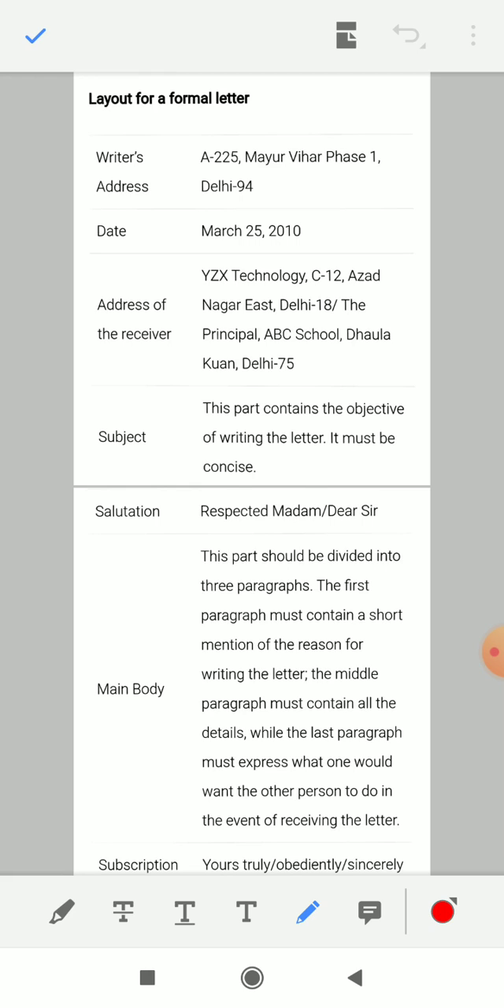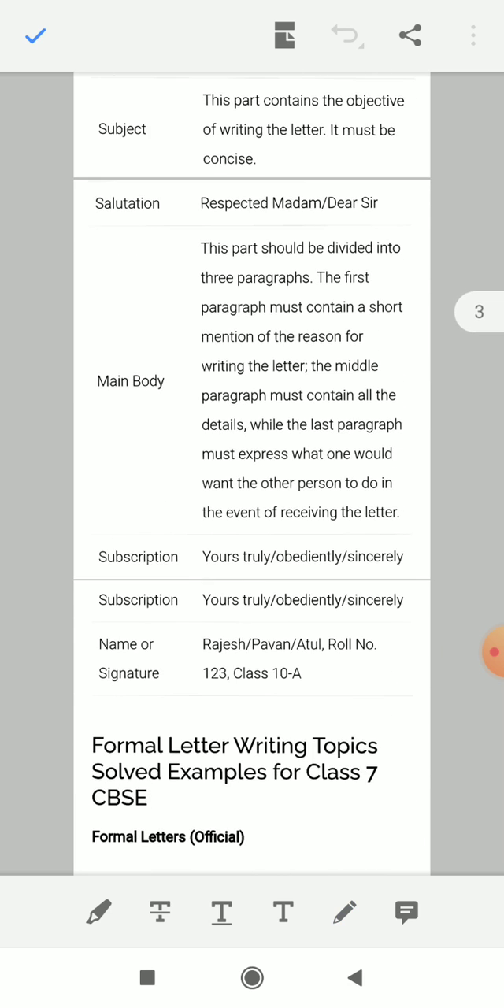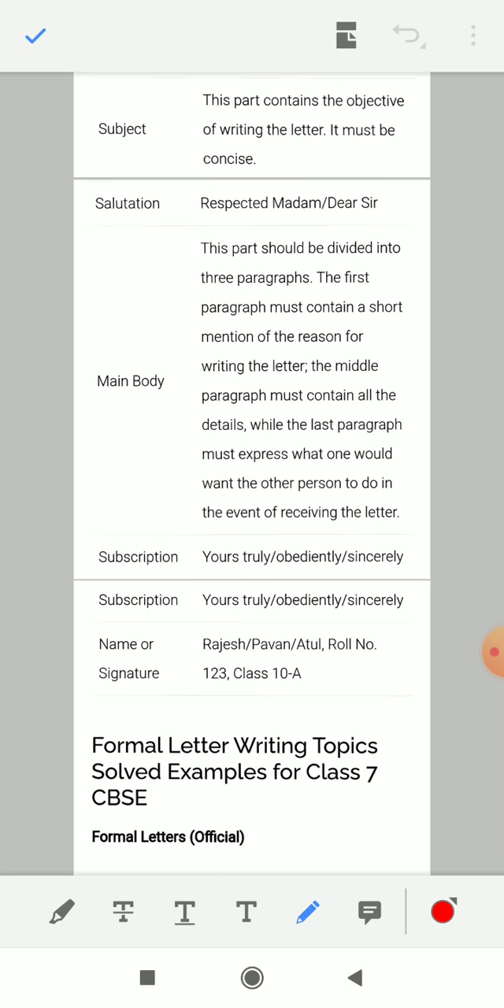A brief subject has to be written, just like when you write an application to the principal. Suppose you are writing for a fees concession, you will write: requesting for fees concession. Now the salutation, like respected madam or dear sir, comes after the subject. Then the main body, whatever information you have to write. At the end, the subscription, yours truly or obediently, then the name. If the name and address are given in the question, you write the same; otherwise you write your own name.